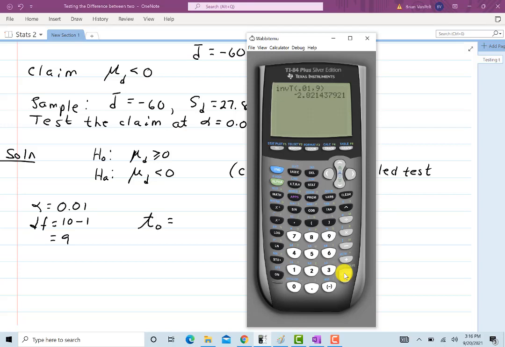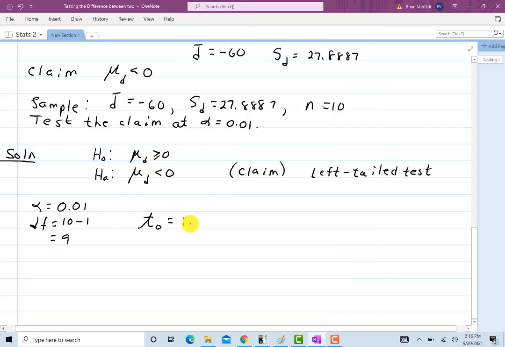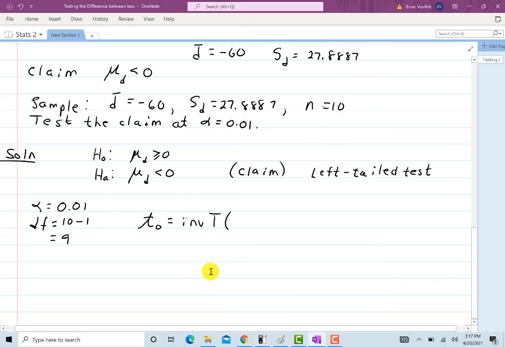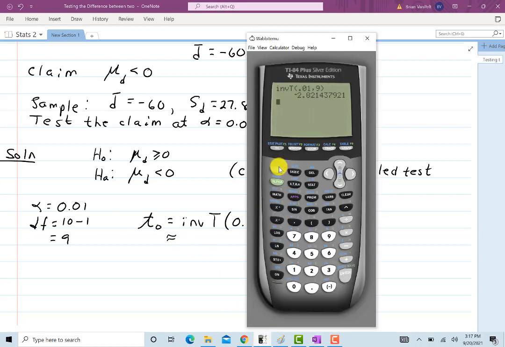Negative 2.821. Let me write down what it was on your calculator. And I want to make sure I have it in the right order. You put the area and then you put the degrees of freedom. So the area first, and then the degrees of freedom, and I got negative 2.821.